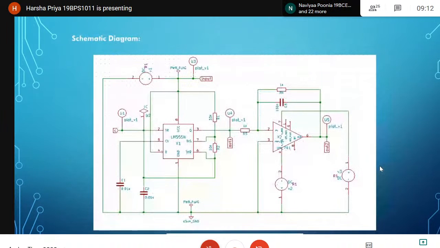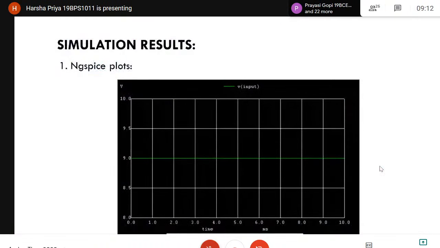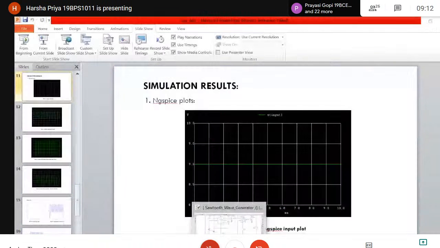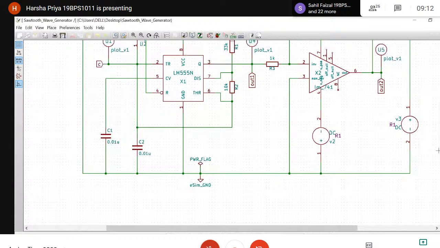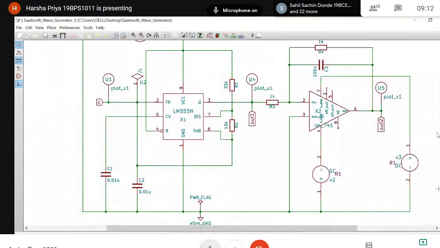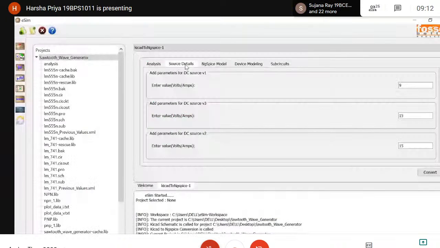This is the circuit which I used for the recent simulation. The same as this one. So first we create the circuit in eSIM. Ma'am, is it visible? Yes, it is visible. Proceed. Yeah, so first we create the circuit in eSIM and then we will be converting it to values and then we will simulate it.